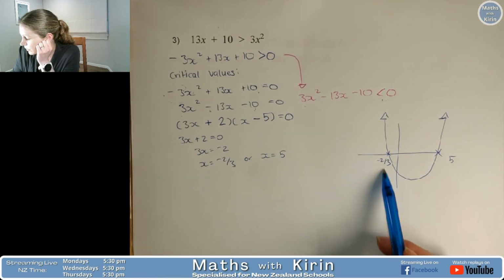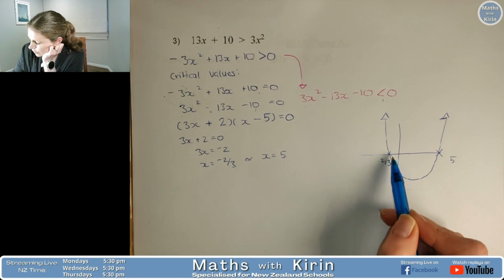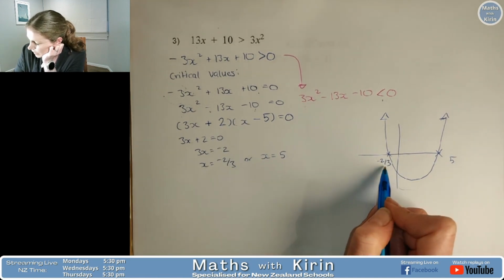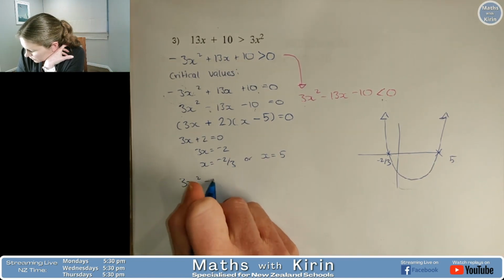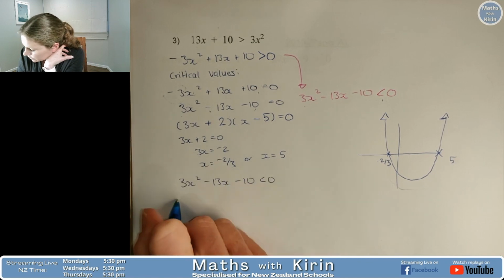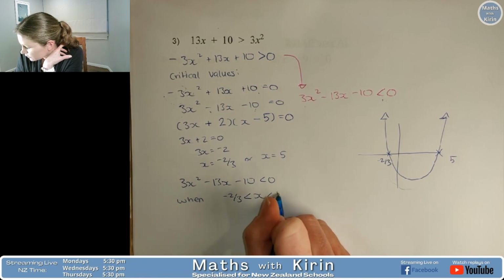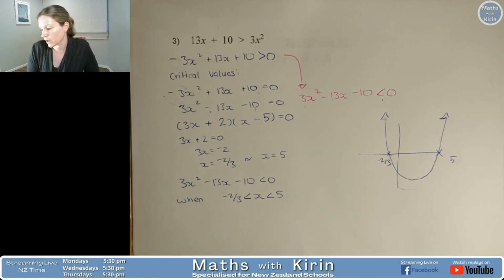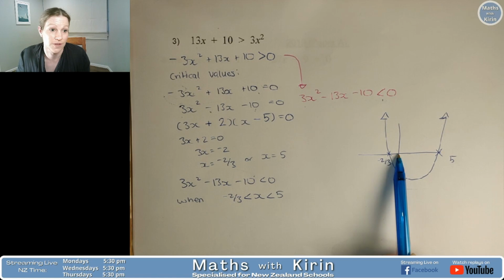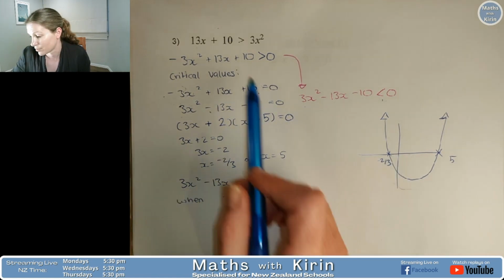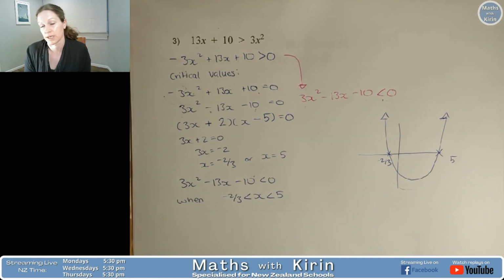We want less than 0, so we're interested in these values below the x-axis down here. So we have that x value needs to be bigger than negative 2/3, but smaller than 5. So 3x squared minus 13x minus 10 is less than 0 when negative 2/3 is smaller than x is smaller than 5. Okay, again, if you wanted, you could use substitution instead. I would use 0 in between negative 2/3 and 5, and it's really easy to substitute. You just end up with negative 10, which is obviously less than 0. So we want the area between.